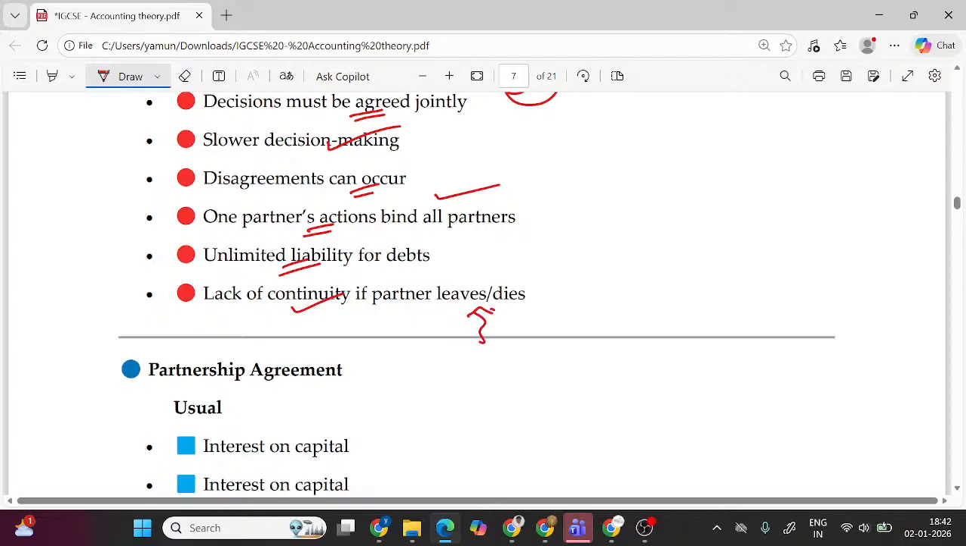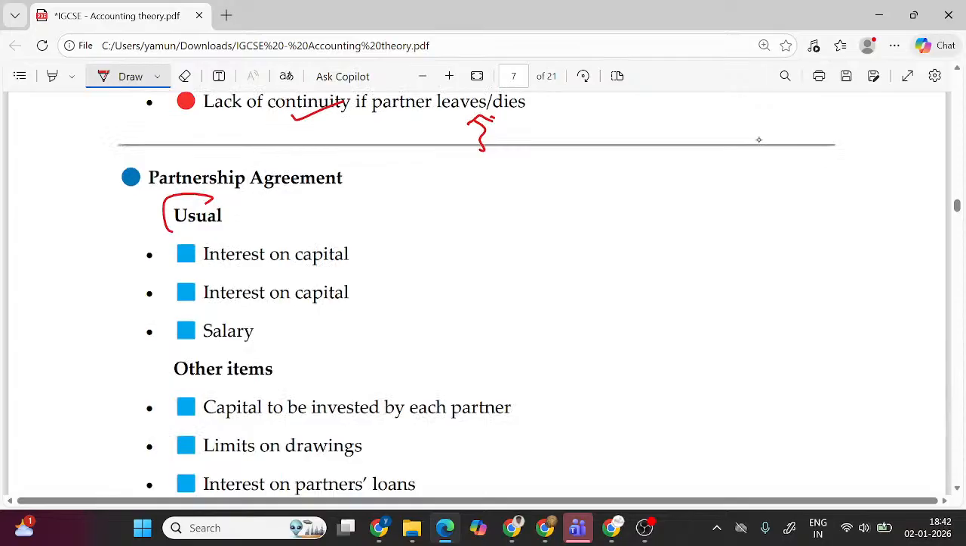See, that's why we say that in a partnership the business and owner are the same. You remember? Business and owner are the same. In a partnership agreement, usually they will have these terms: interest on capital, interest on drawings, I think. You can please correct it. And about the partner salary.